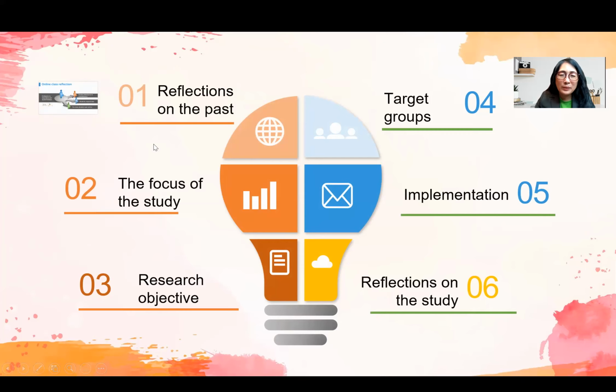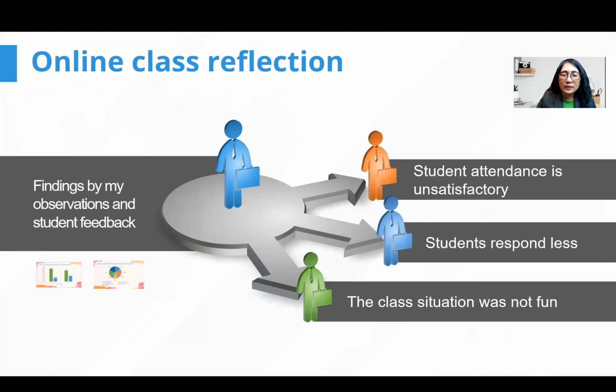Okay, so I'm going to share with you these 6 areas: reflections on the past, the focus of the studies, the research objective, the target group, implementations, and lastly, reflections on the study. First of all, I would like to share with you about the reflections.